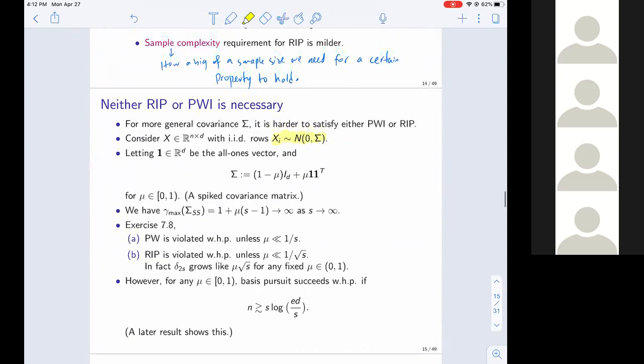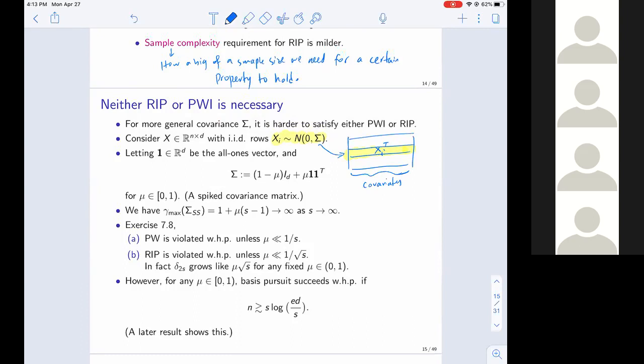So the rows are IID. This is the ith row, say x_i transpose, and the rows are IID, drawn from a Gaussian with a certain mean and covariance matrix. So the covariance matrix might not be identity. So Sigma might not be identity. And it just says that the columns, the covariates in regression, are generally correlated, which is true.